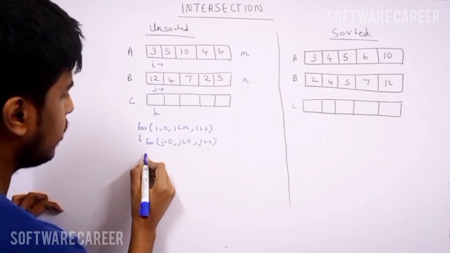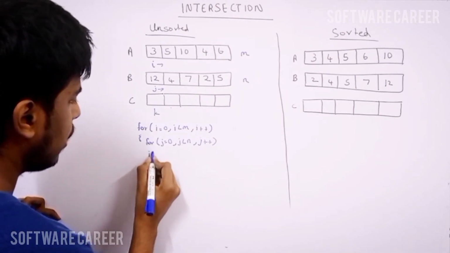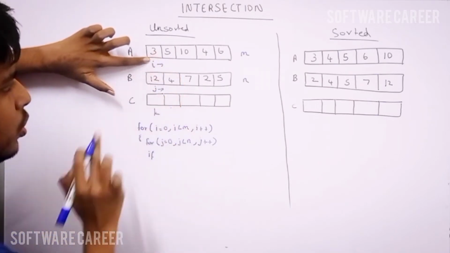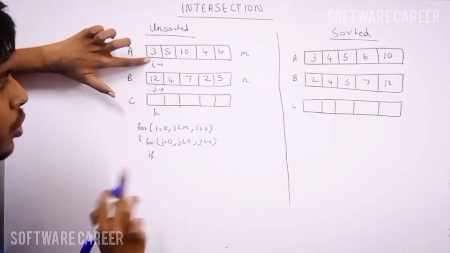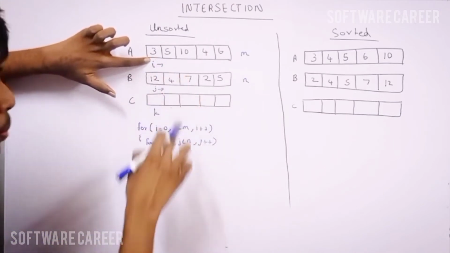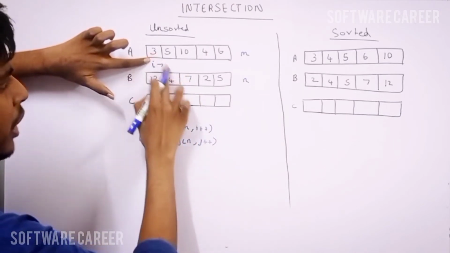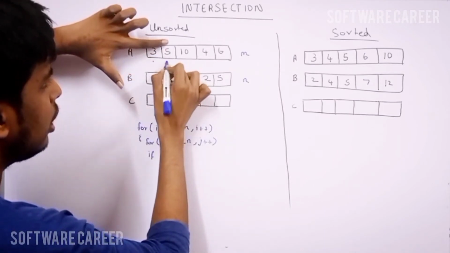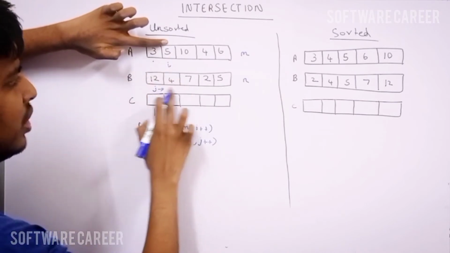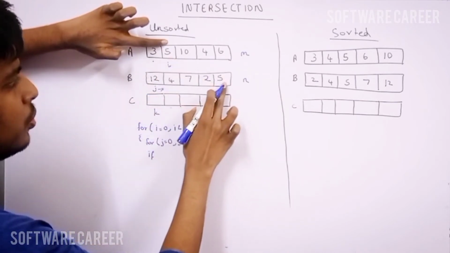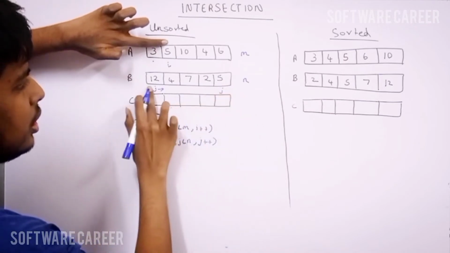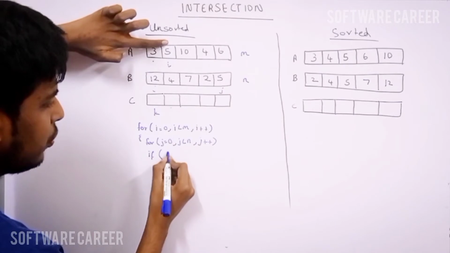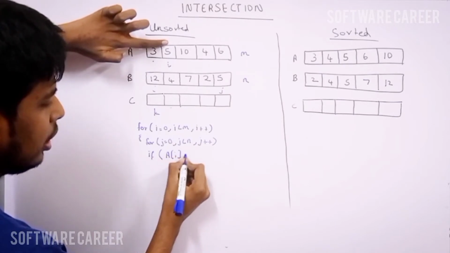Now I am comparing. Suppose 3, I am comparing whether 3 equals 12, no. Whether 3 equals 4, no. Whether 3 equals 7, no. Suppose 3 is there, if A of I equals B of j, suppose here I is at this position. Now you are checking one by one in j. If A of I equals B of j, here j is at this position. Now both are equal. Now what should you write? I am writing the condition: if A of I equals B of j.